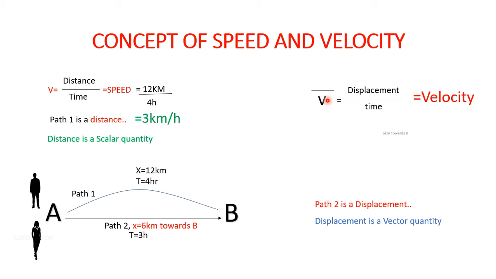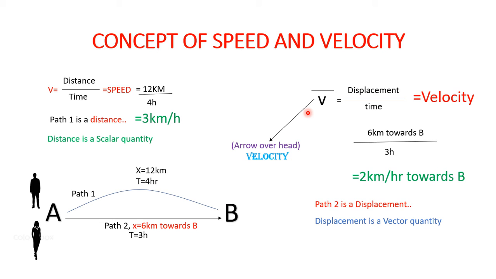If we put the value of displacement, which is 6 km towards B, divided by time, 3 hours, it will give a value of 2 km per hour towards B. There is a mention of direction, towards B, so Bubbly is moving 2 km per hour towards B, or you can say Bubbly is moving at the rate of 2 km per hour, or she is traveling 2 km in an hour. And remember one thing, v with an arrow overhead is known as velocity.